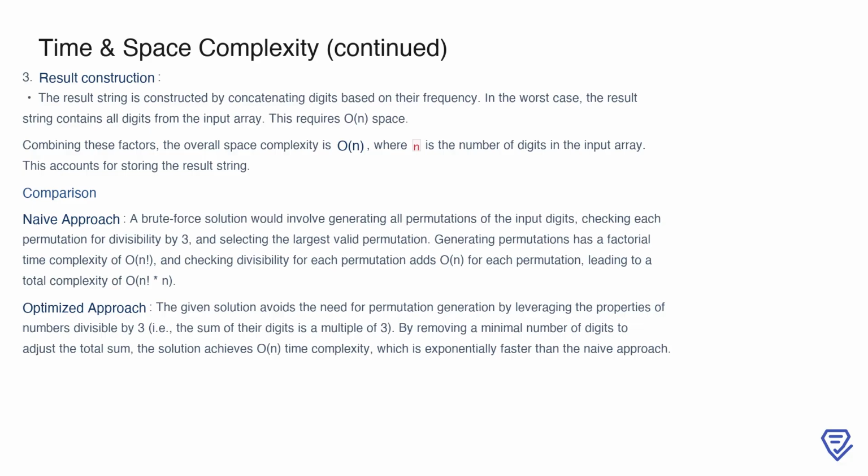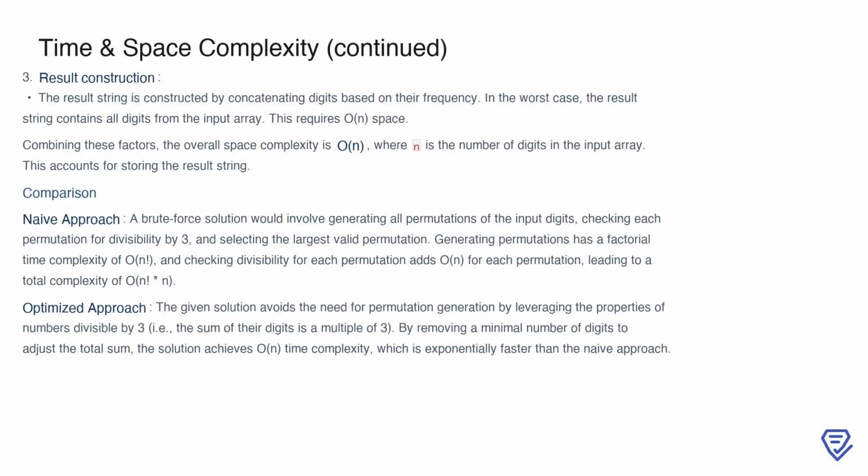To put this into perspective, we compare it to a naive approach. A brute force solution would generate all permutations of the input digits, check each permutation for divisibility by 3, and select the largest valid one. This process has a factorial time complexity, O(n!), and checking each permutation adds O(n) for each case, resulting in O(n * n!).